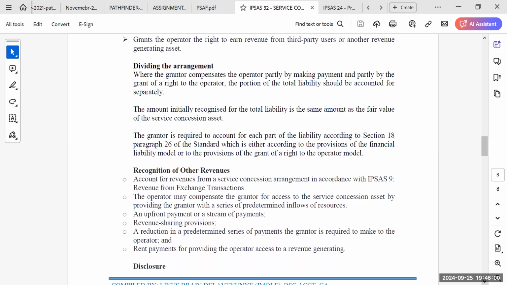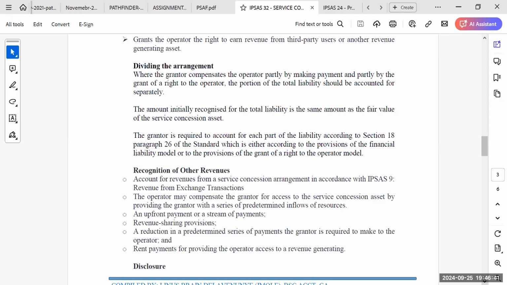Recognition of other revenues. Any revenue that will be arising from a service concession arrangement is accounted for in accordance with IPSAS 9. So the government may do something for the operator, and the operator will pay the government for that particular one. Or the government gives the assets, and the operator pays a certain amount of money for using that particular asset. So the government can only recognize the revenue when the asset has been utilized.